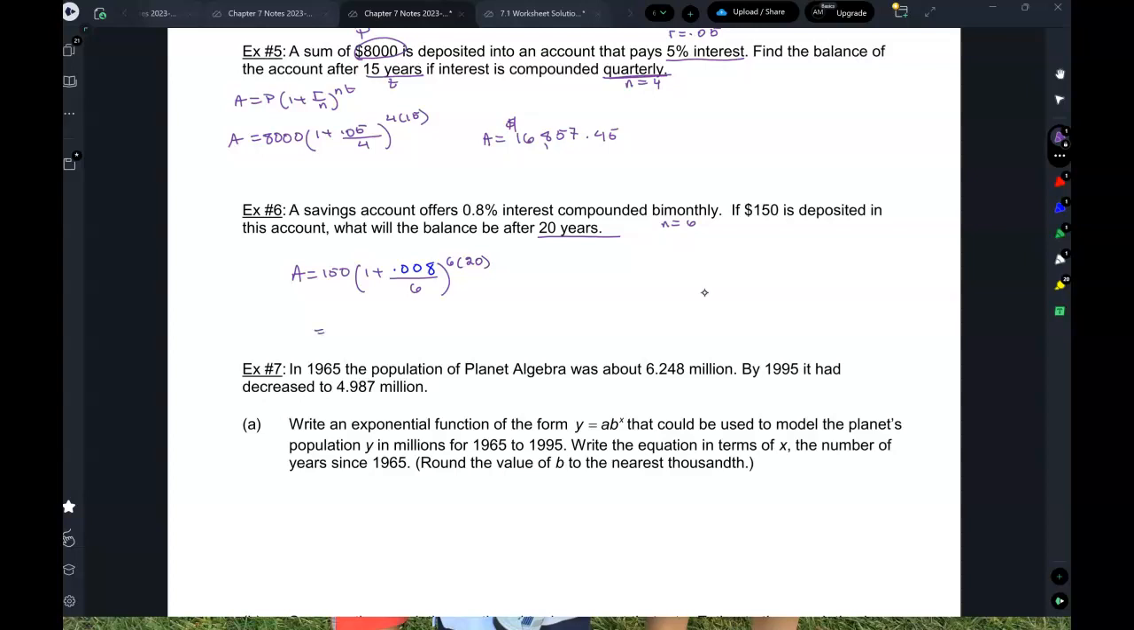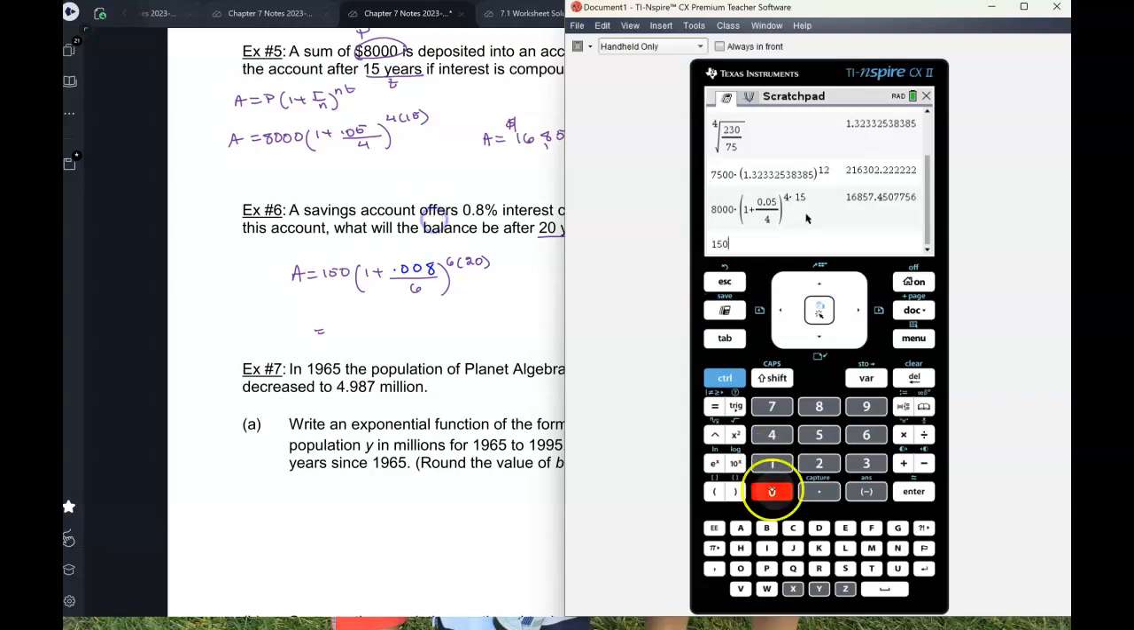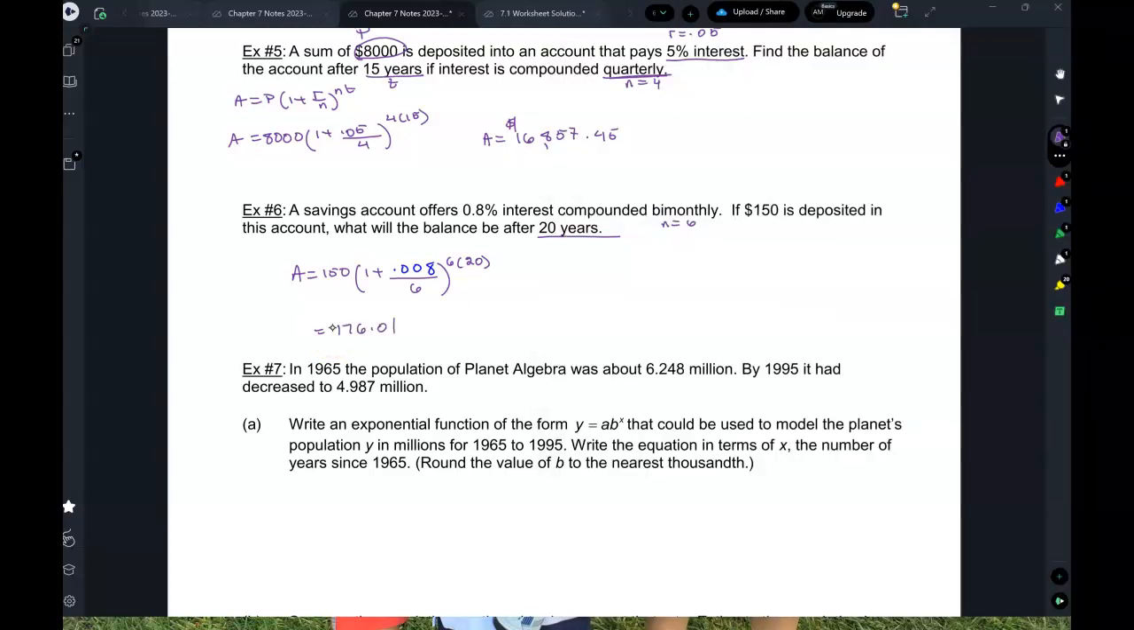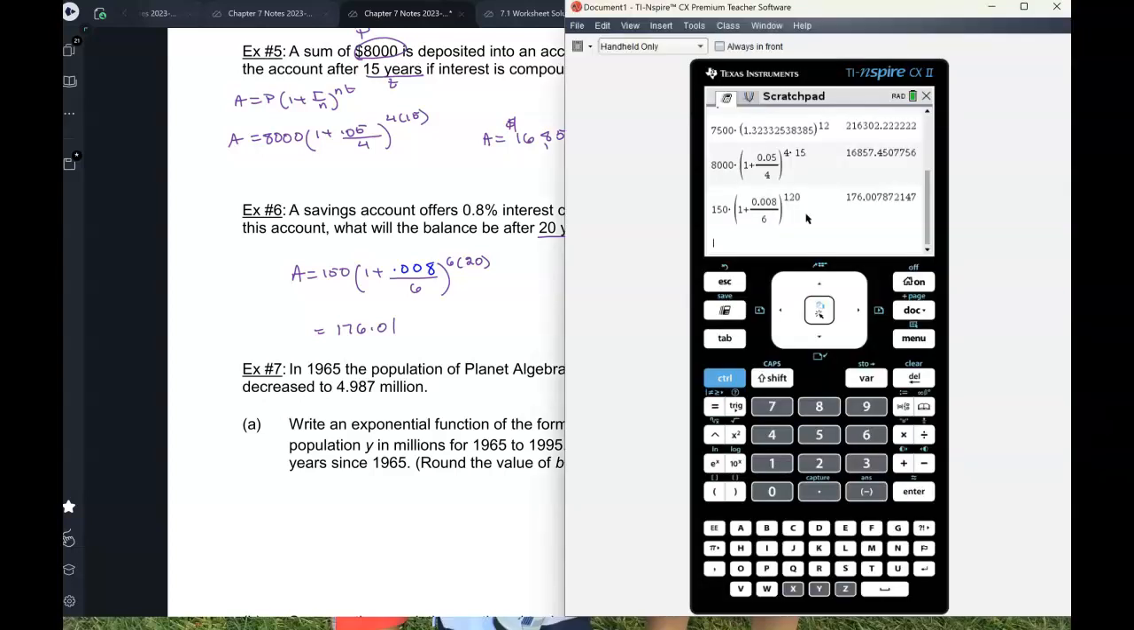I need to see this written out, all right? On the test, quiz, whatever, I need to see this written out. So 150 times (1 plus 0.008 over 6) to the power of 120. Go ahead and plug that in. Is that what you guys got? 176.01. So this one rounds to 1.